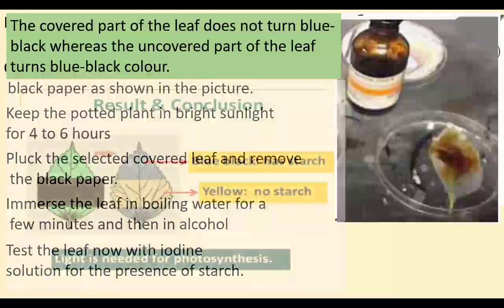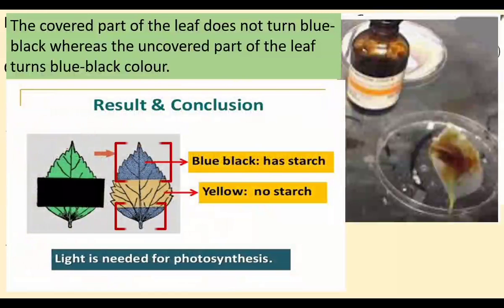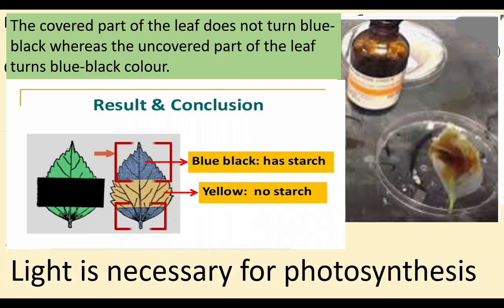The covered part of the leaf does not turn blue, whereas the uncovered part of the leaf turns blue-black. That means the uncovered part was exposed to sunlight, which produced starch. So this indicates that light is necessary for photosynthesis. The part of the leaf exposed to the sunlight produced starch.